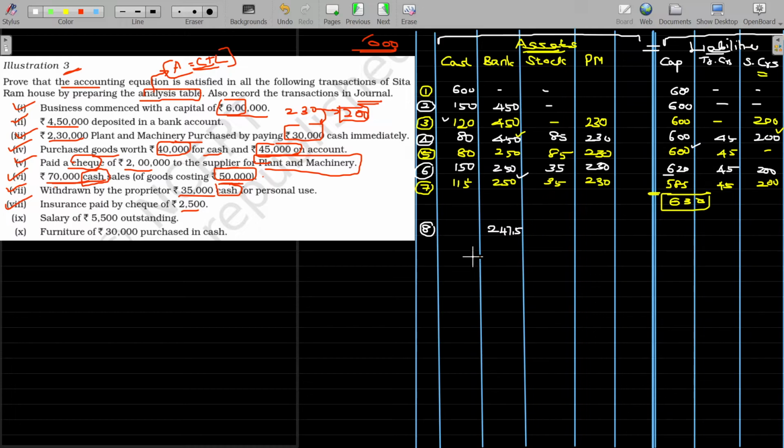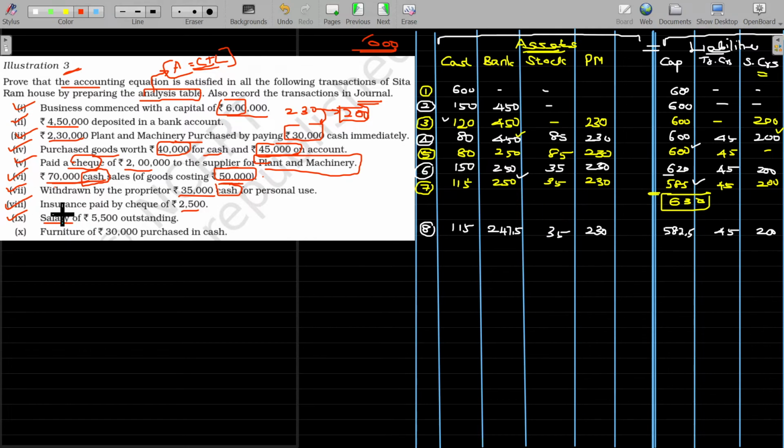Any expense or income should have the impact only in the capital account. So the capital account has a balance of 585. From there, the 2.5 is subtracted. Now the balance being 582.5. Leaving that, the other account will be the same. So 150 being the cash and stock being 35 and plant and machinery being 230. And trade creditors being 45 and sundry creditors being 200 rupees. There will not be any change. Now let's move on to the 9th one.